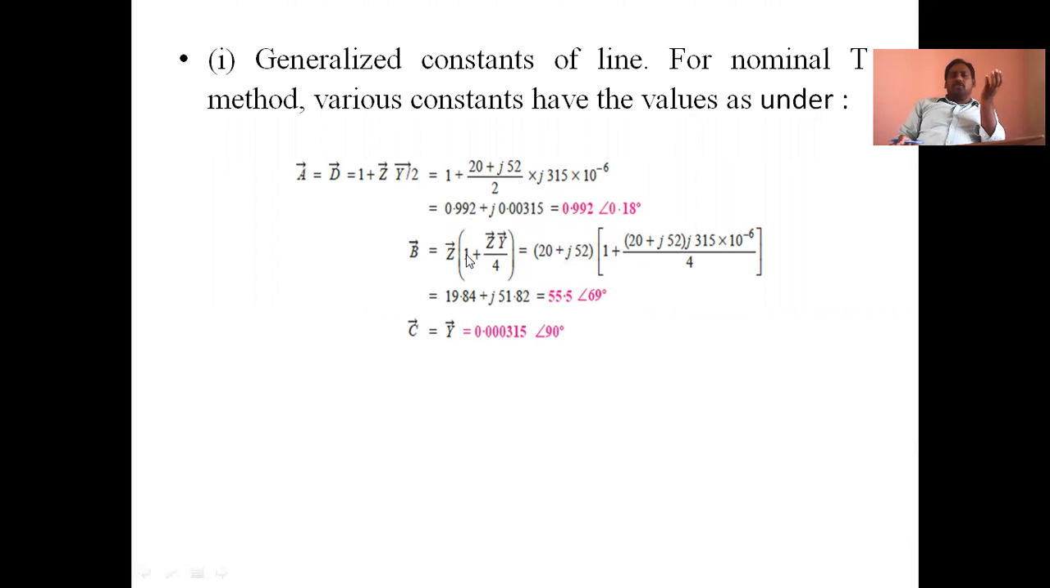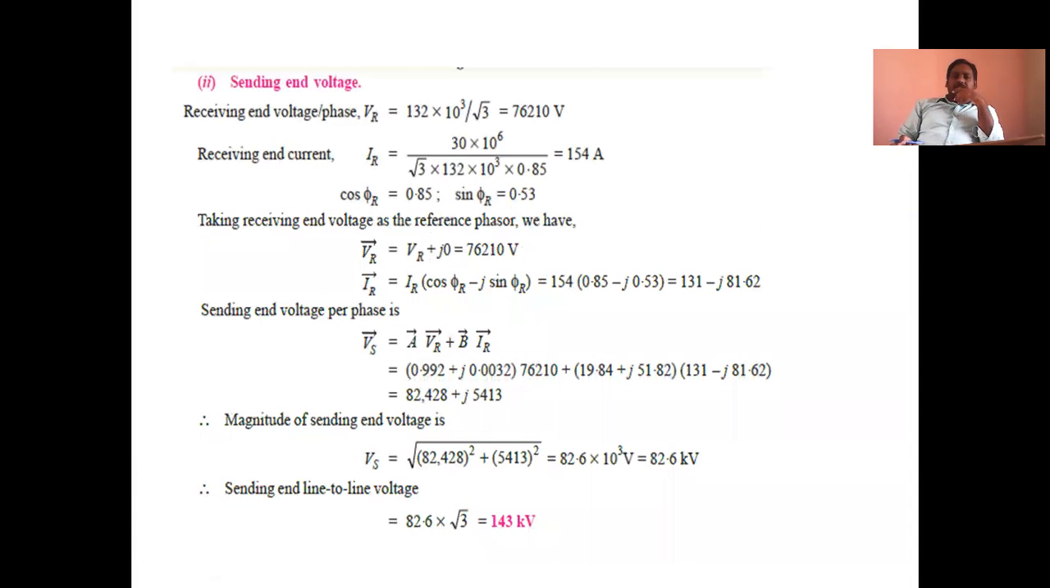And B is Z into 1 plus ZY by 4, substituting here, 55.5 at an angle of 69 degrees. And C is equal to Y, 0.000315 at an angle of 90 degrees. So the next determination is the sending end voltage. We know the formula for the sending end voltage.